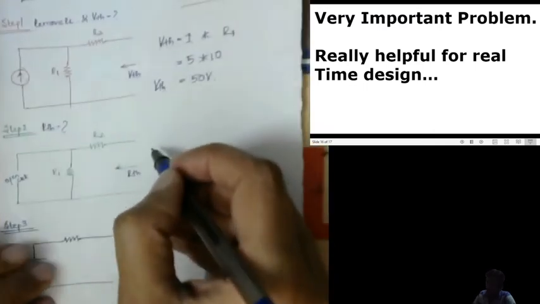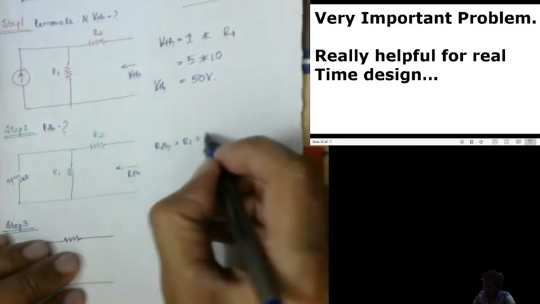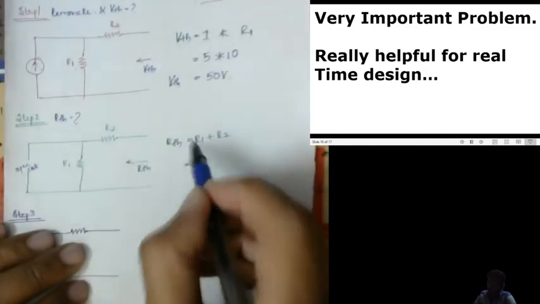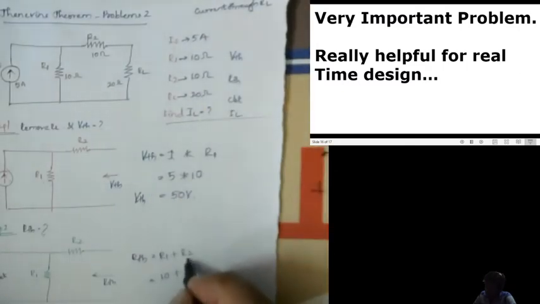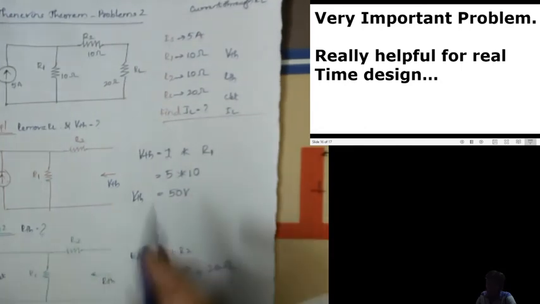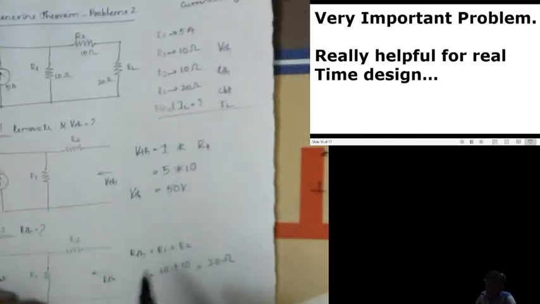Therefore, RTH is equal to R1 plus R2. The R1 value is 10. Next, the R2 value is 10. This becomes 20 ohms. So, the VTH value is 50 and the RTH value is 20 ohm.